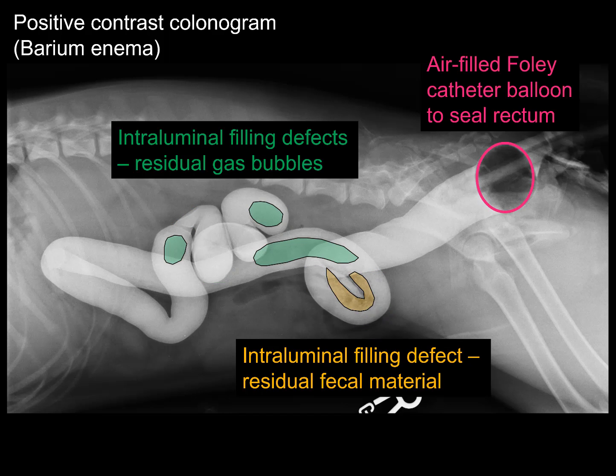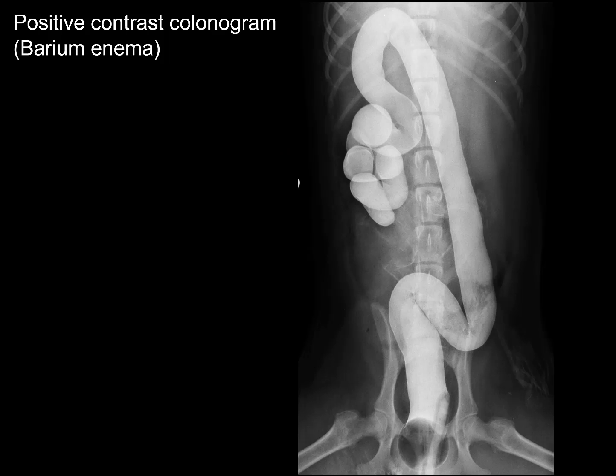Again, filling defects representing normal things in this case. Here it is on the ventrodorsal view, same story. You can see normal descending colon. It has some redundancy to it in this case where it does this little hairpin business. That's okay. It is just a variant of normal.